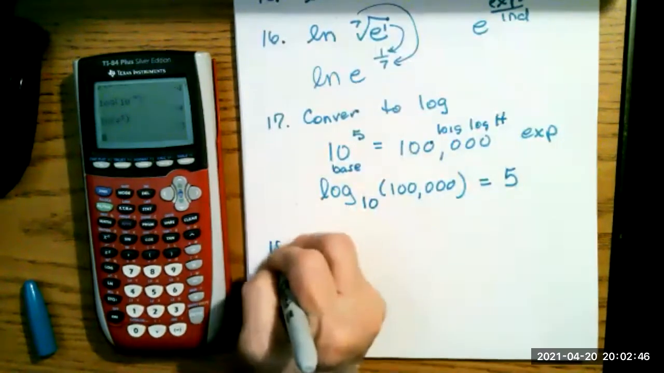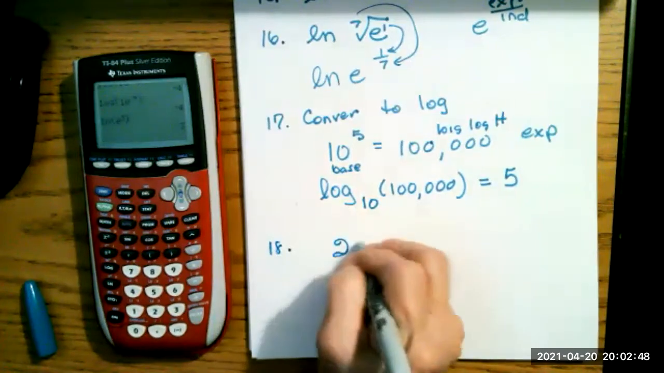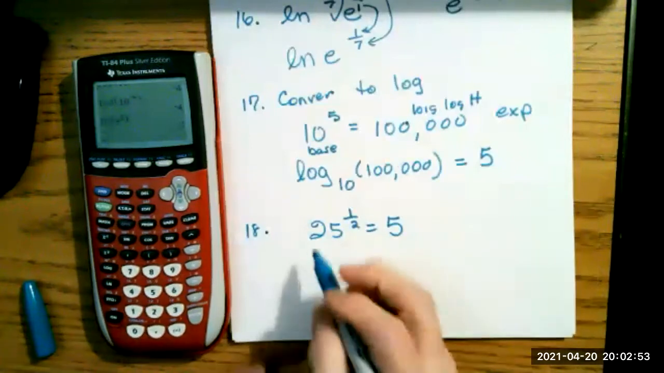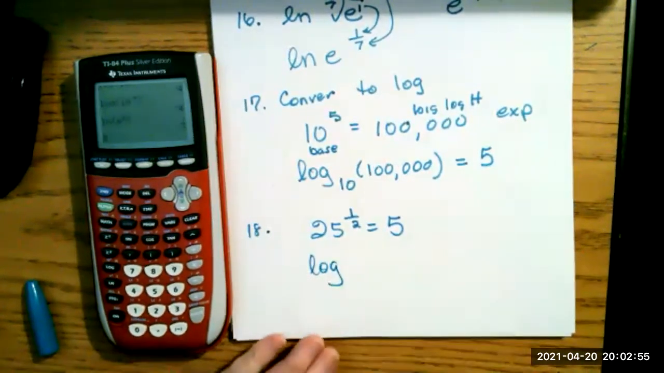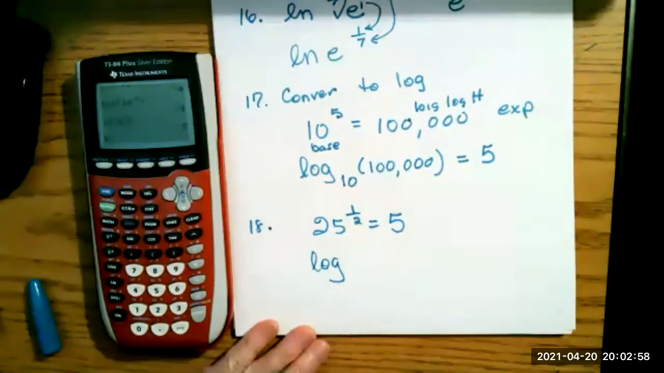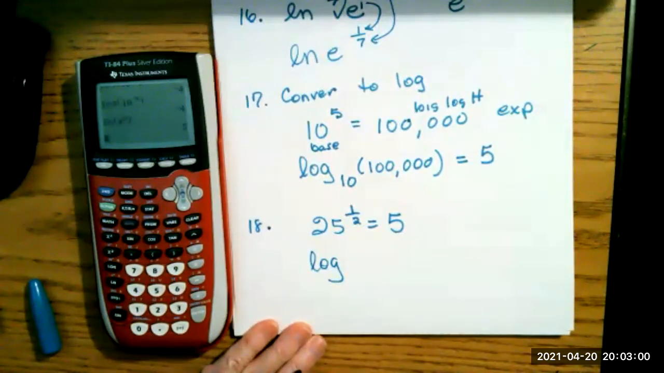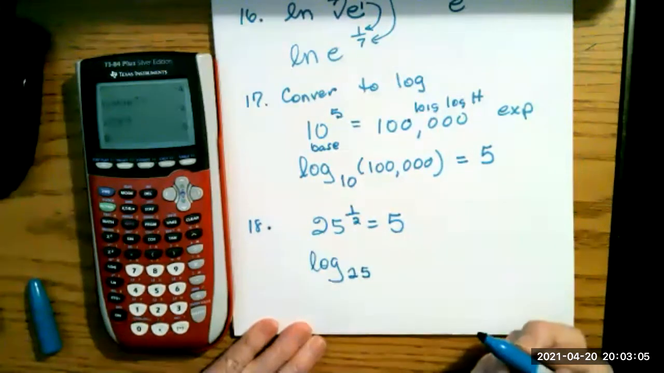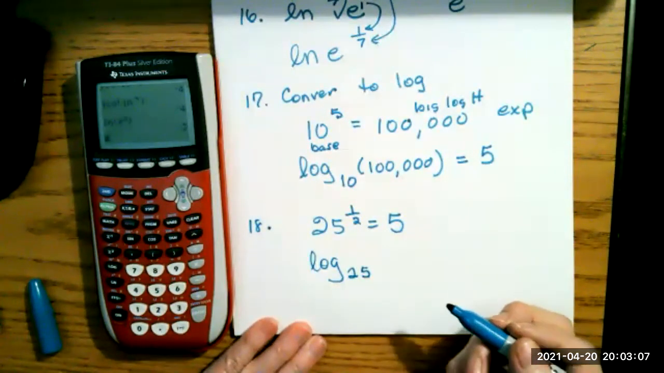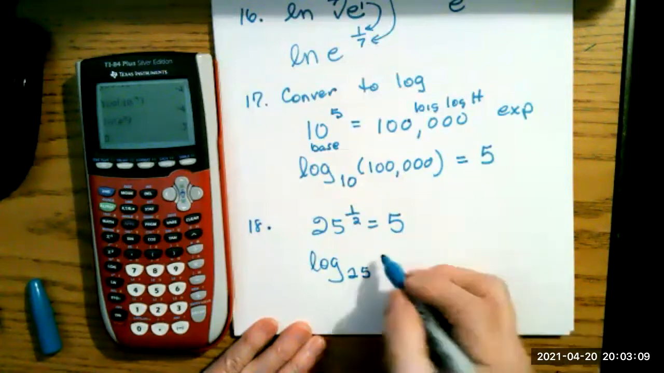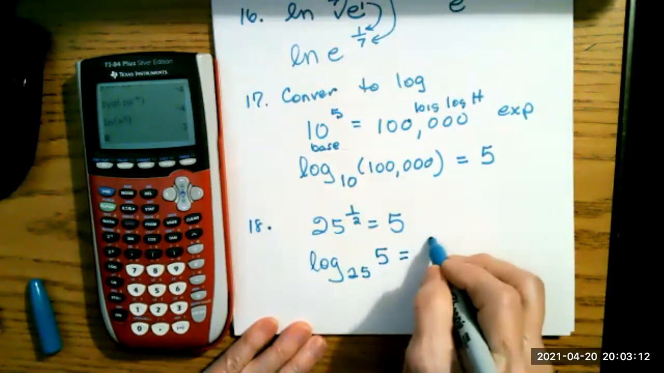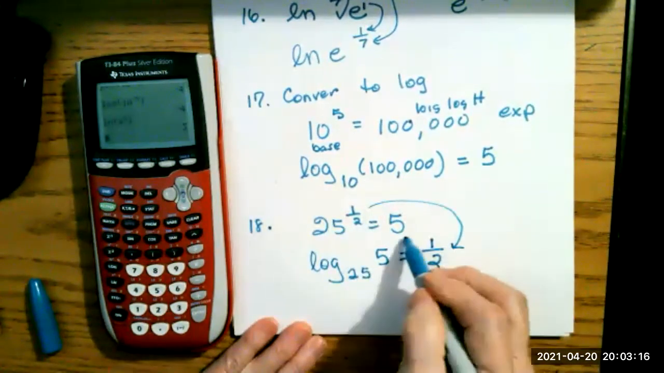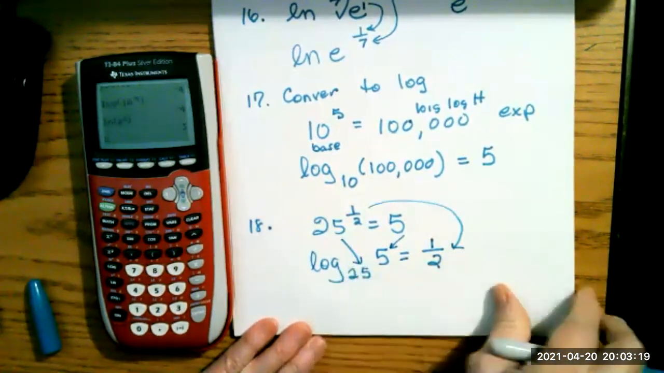Okay, let's do it again. 25 to the 1/2 equals 5. So I'm going to write log. I've got to figure out what my base is. 25. What's the big log number? 5. And what's my answer? The only thing that's left. This comes there, this goes there, this is the base.